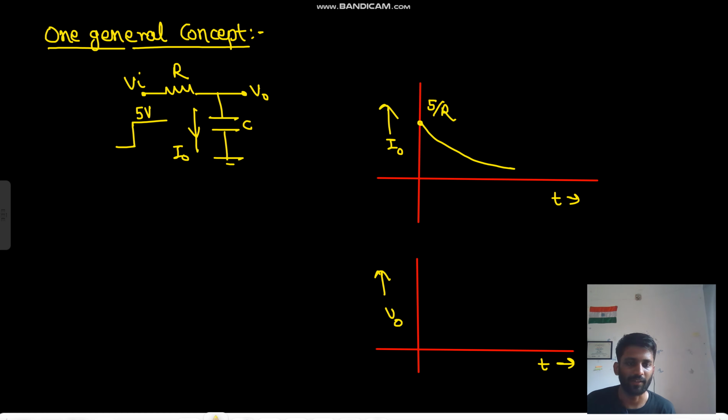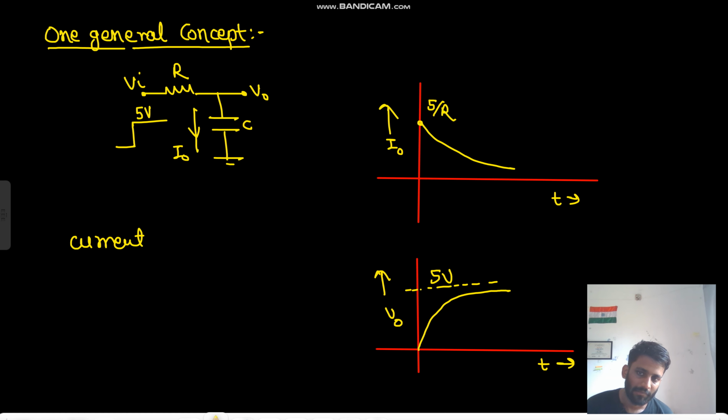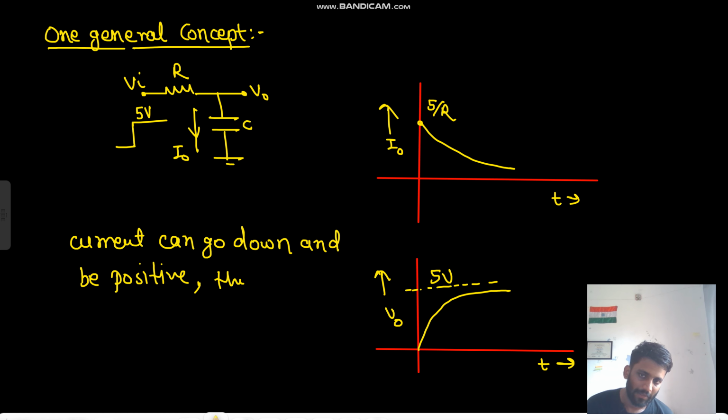Yeah, so your V0 is getting increased from 0 to 5 volt. Okay, so even if the current is going down, the V0 is getting increased. The current is going down, but V0 is getting increased. So current can go down and be positive. Then the capacitor will still charge.